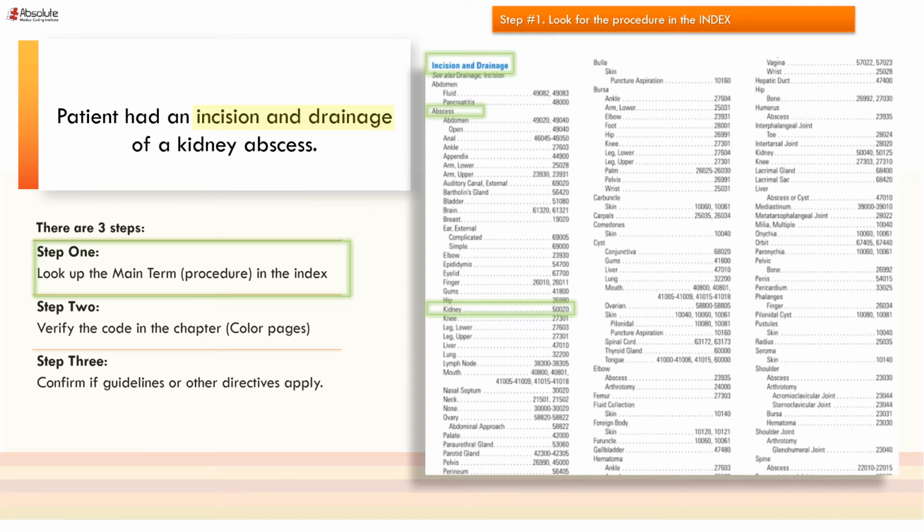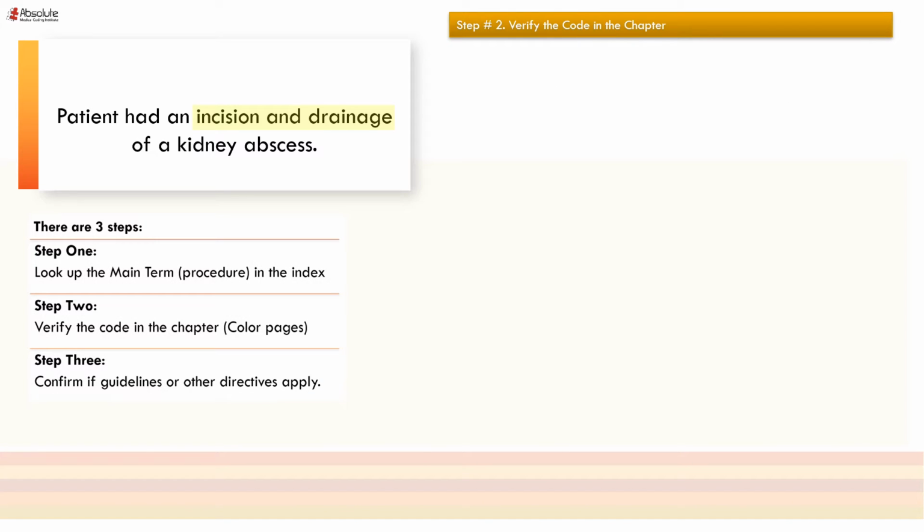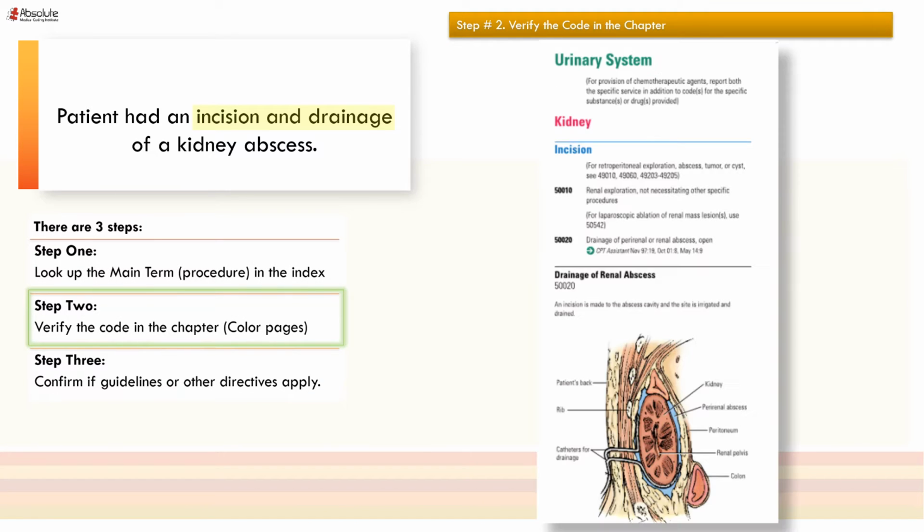Although it's only giving us the one code, we can never code just directly from the index. We always have to go and verify this in the chapter. So let's go ahead and verify this code in the chapter. That's our step 2. So verifying this code in the chapter, if we look down at 50020, this is a drainage of perirenal or renal abscess, open, okay?